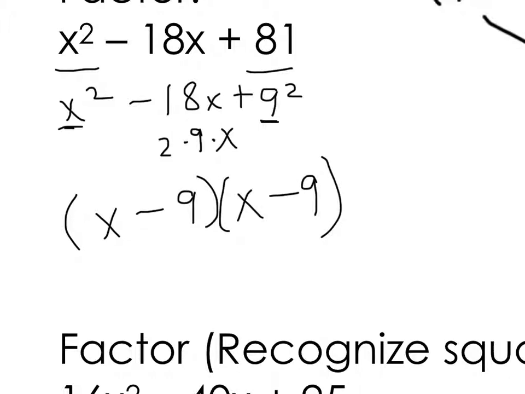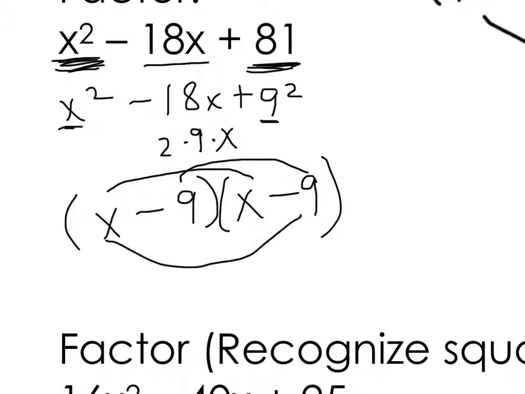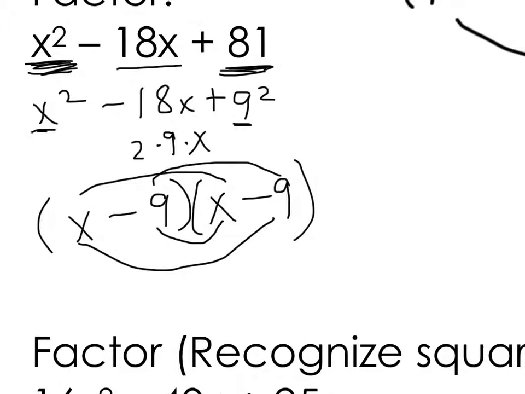You won't always recognize the special products, so you can still do your FOIL factoring and get there. So x squared comes from x times x, plus 81 comes from negative 9 times negative 9. The minus 18 comes from minus 9x minus 9x. So you can still do your FOIL factoring and get there, but if you recognize that it's a special product, it's fast.